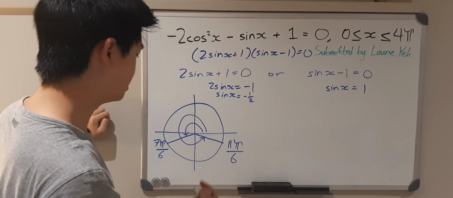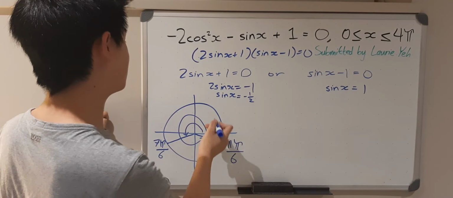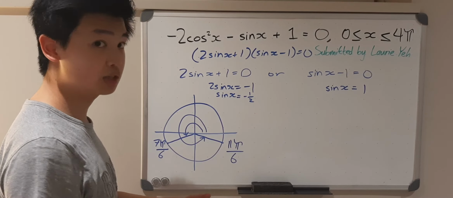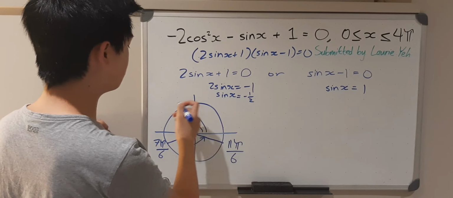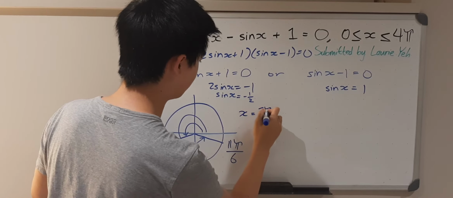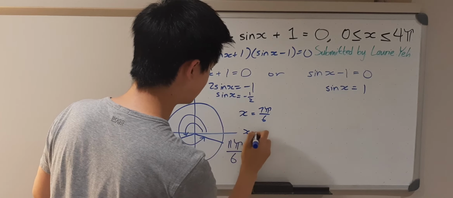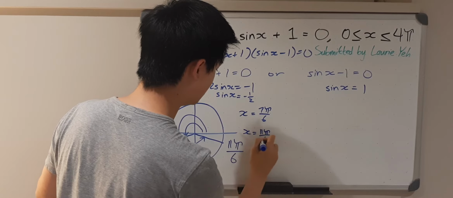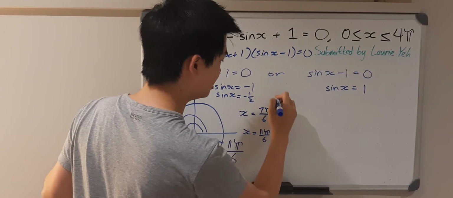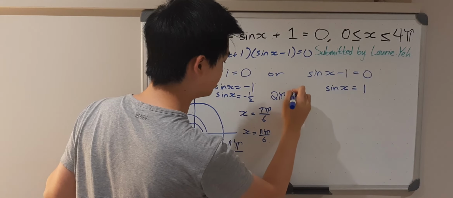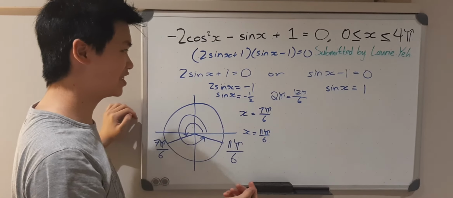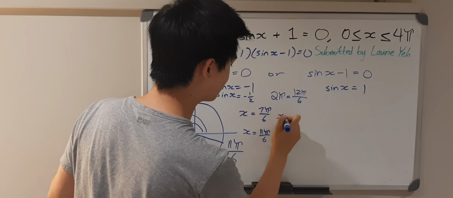Now we have to keep in mind that we can do a second rotation, because the boundary condition was a maximum of 4 pi. So we can do another rotation on top of that. Let me write down the solutions we have so far. x equals 7 pi over 6, x equals 11 pi over 6. Now we can add one rotation, and a rotation is 2 pi, and 2 pi is equal to 12 pi over 6. So we can just add 12 pi over 6 to both of these.